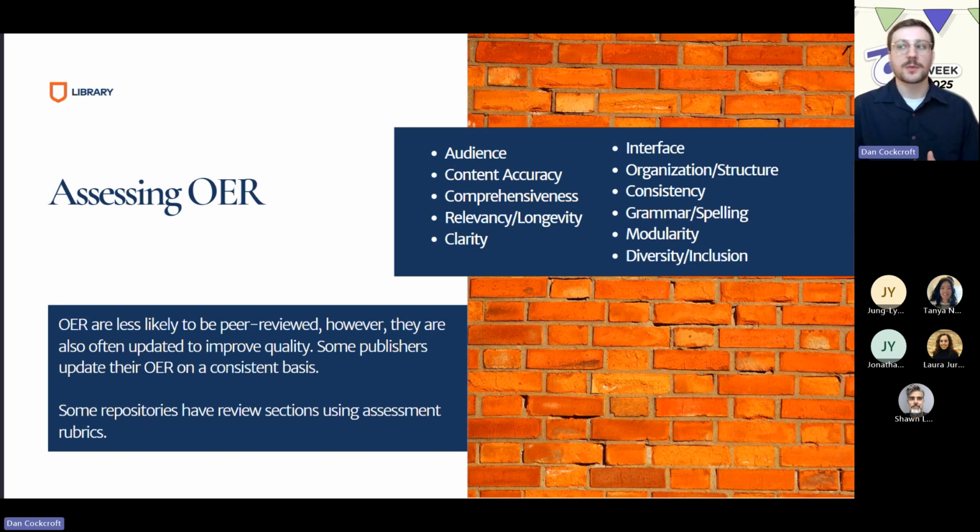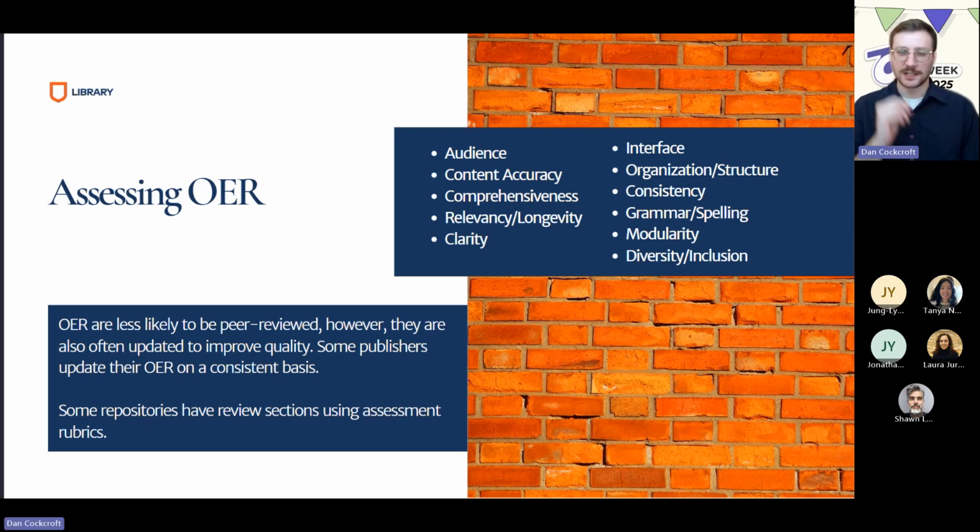And then some repositories also have review sections. So I mentioned the Open Textbook Library, they'll have reviews there too. So folks can, once they use them in a course, assess them on a variety of categories, and you can see how it might fit your needs.